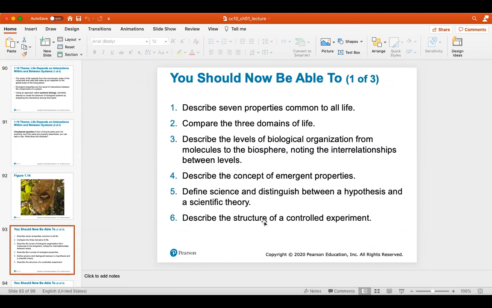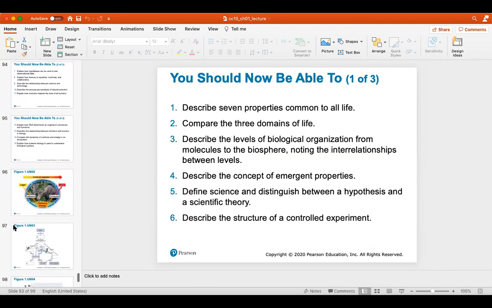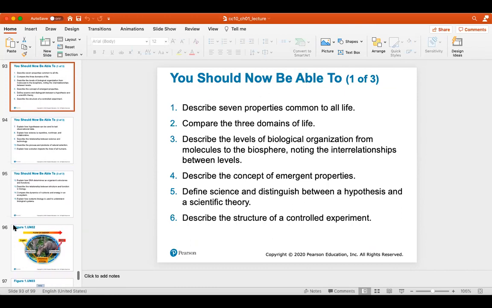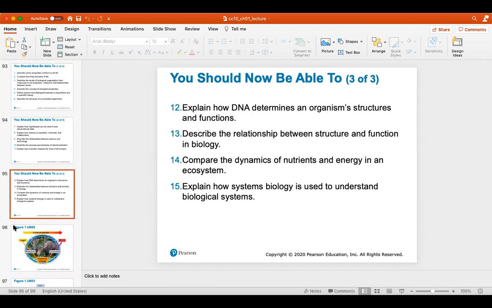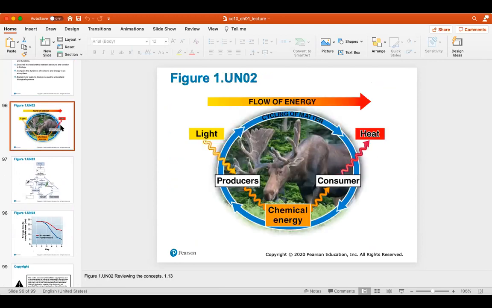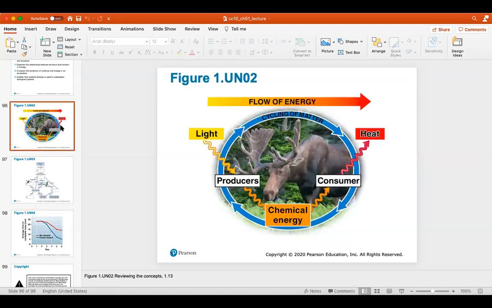You should now be able to kind of use these checkpoints at the end of the chapter to test your knowledge based on the chapter. And if you aren't able to do these, you can go back and read the textbook or ask me questions. And here are some of the figures that you can use to kind of double check how you're doing.